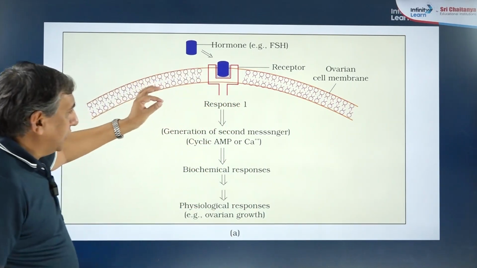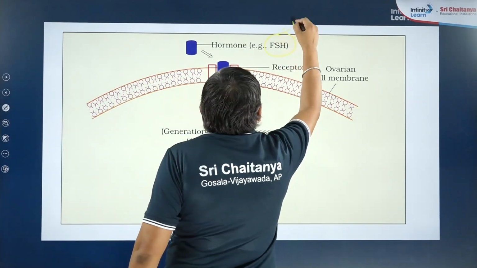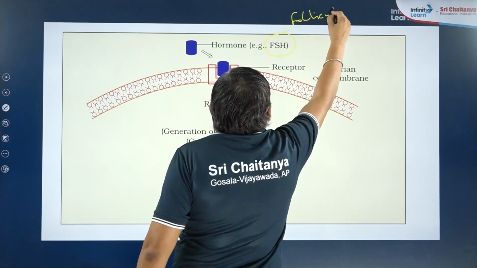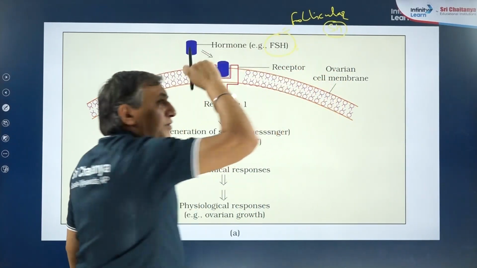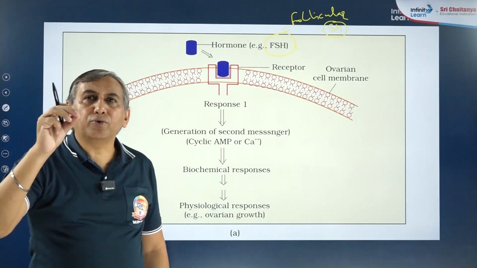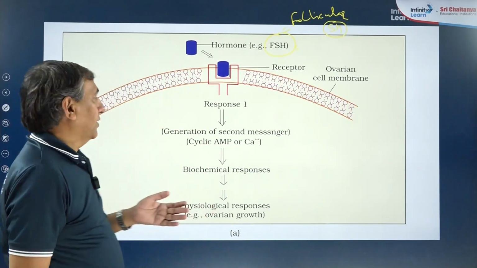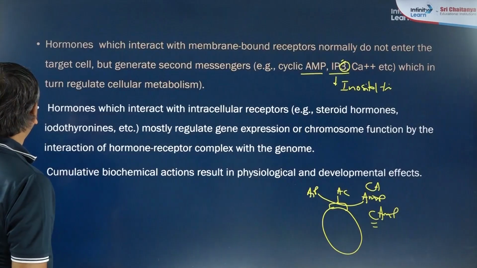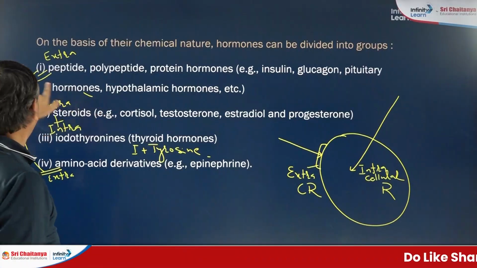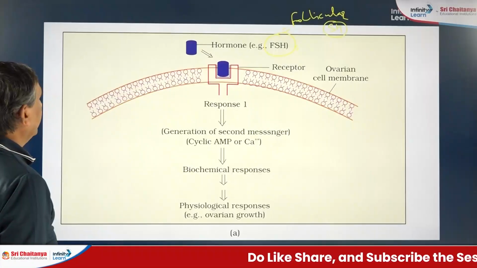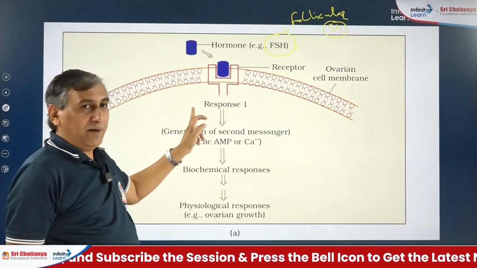FSH, follicle stimulating hormone. It is a hormone which is secreted from the pituitary gland. Are you getting? It is a glycoprotein, a proteinous hormone. Glycoproteinous hormone means what category? You will say first category. First category hormones are not working directly. They always work through the receptors present on the cell membrane.